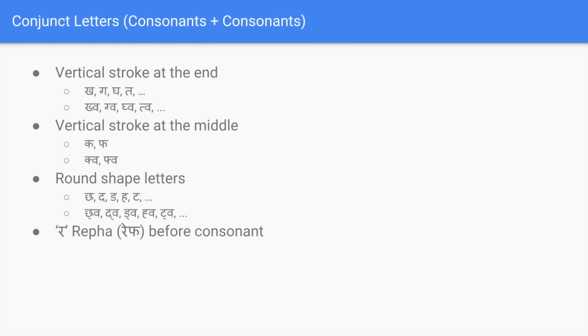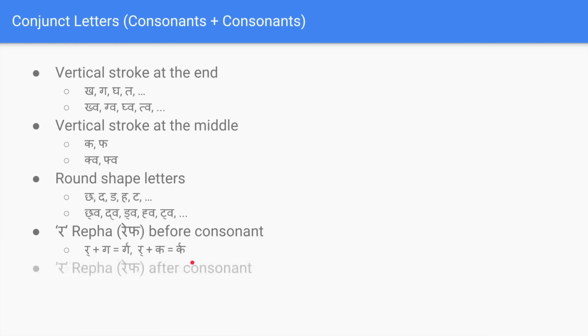And there is a special representation for ra, called refa. If r is a half letter and next there is a consonant, the r symbol becomes a small arc above the next letter, like irga, like varga, and similarly irka. So ir is a small arc above the ka. That means r is a half letter and ka is a full letter.